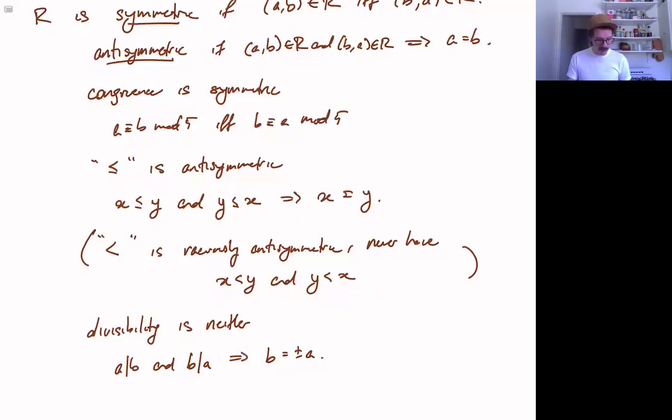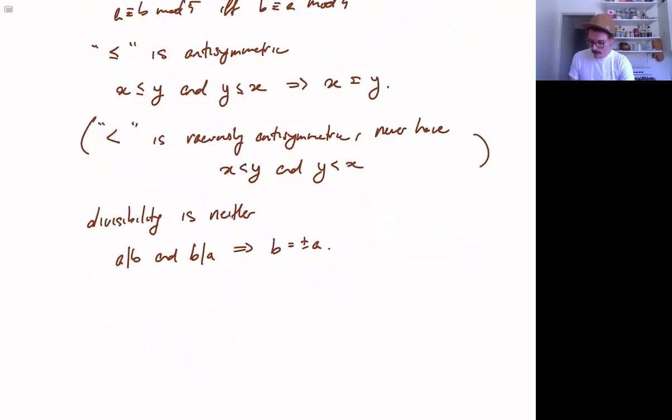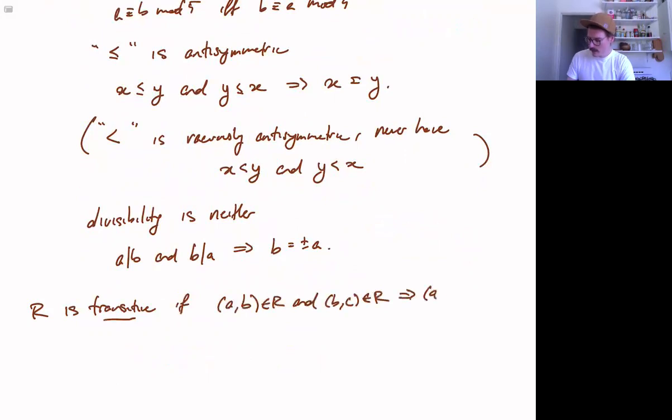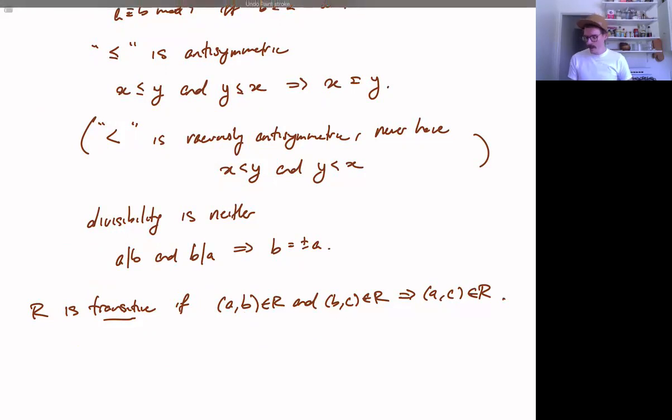Very good. So the last important property: R is transitive if (a, b) is in R and (b, c) is in R, implies (a, c) is in R. So basically, transitivity is saying that your relation is compatible with chaining relations together. So a is related to b is related to c. That tells you that a is related to c. That's what this definition is saying.